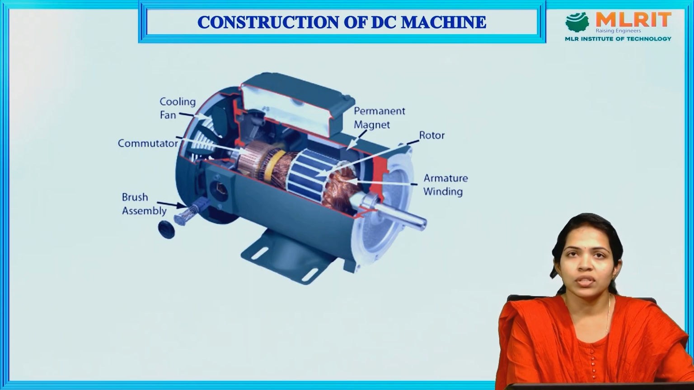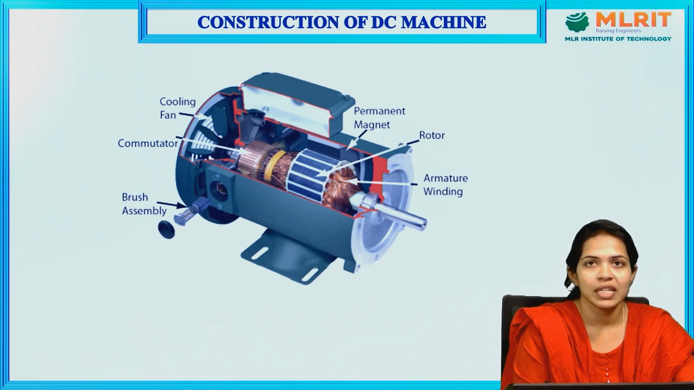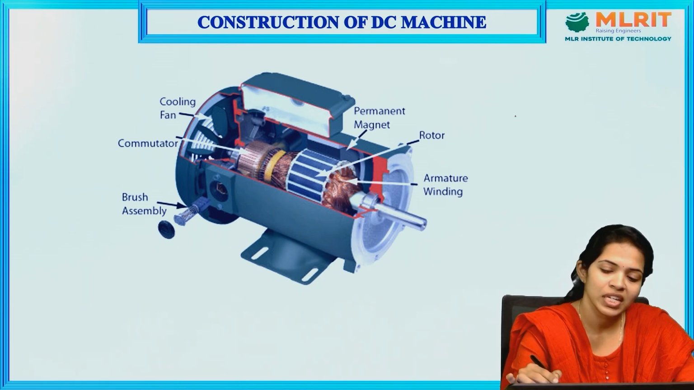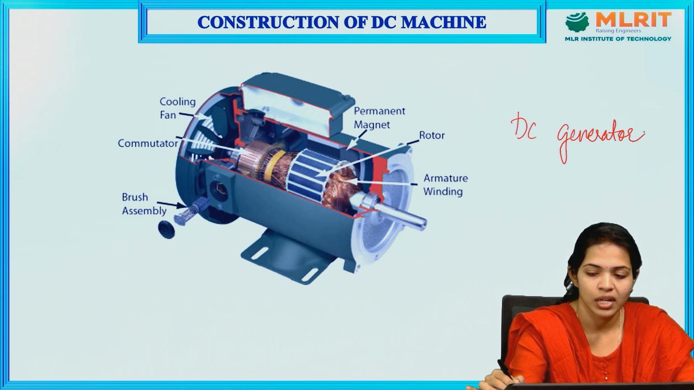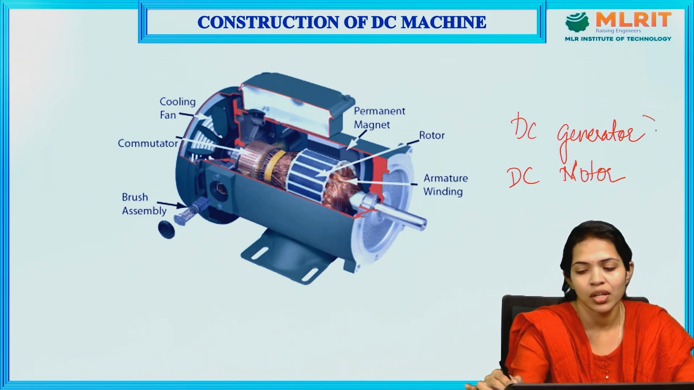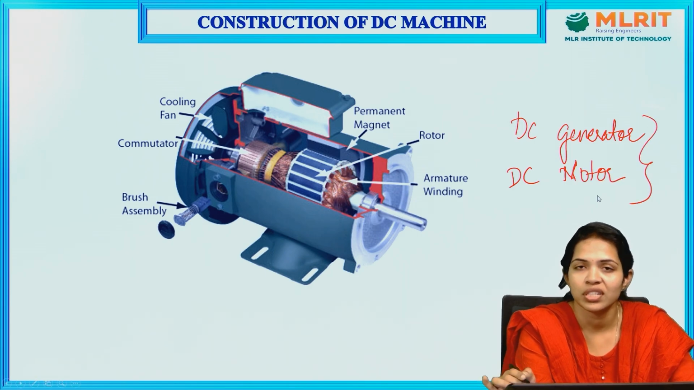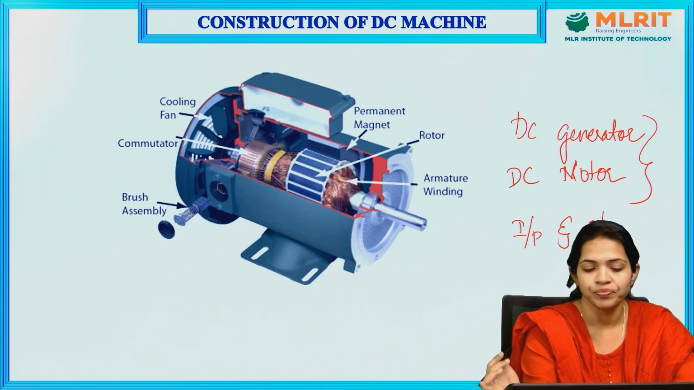So moving on to the first topic in DC machines, we will be seeing about the construction of a DC machine. The construction of a DC generator and a DC motor is very much similar. That means studying the construction of a DC machine will give you the construction of both a DC generator and a motor. Only the difference comes with respect to the input and output of your generator and motor.